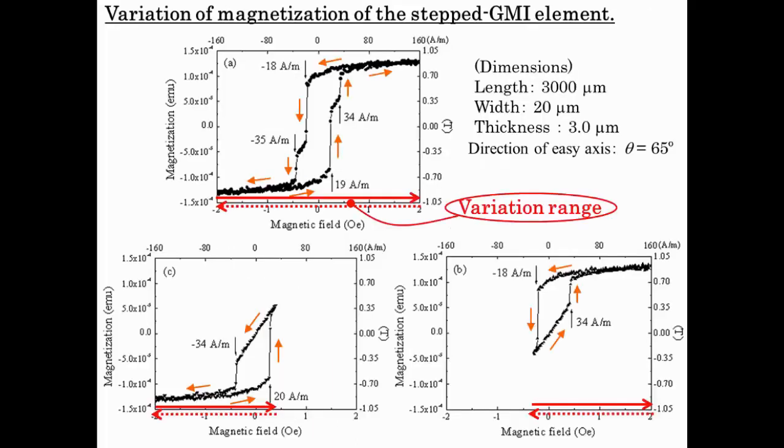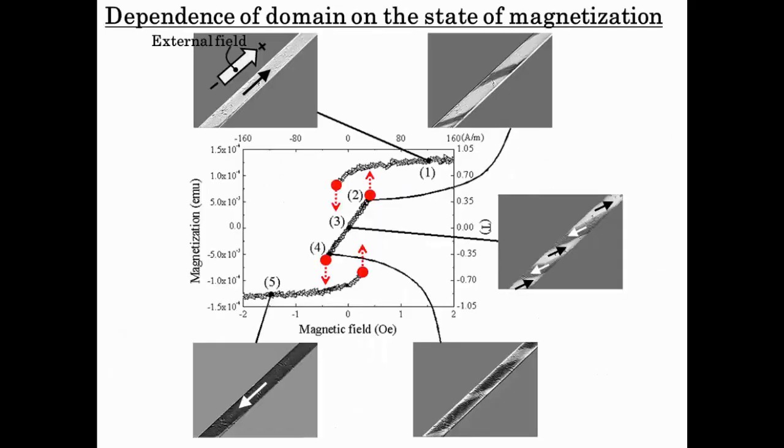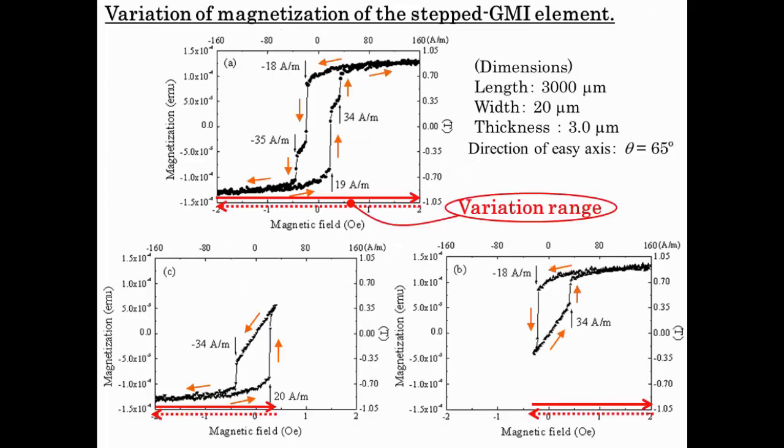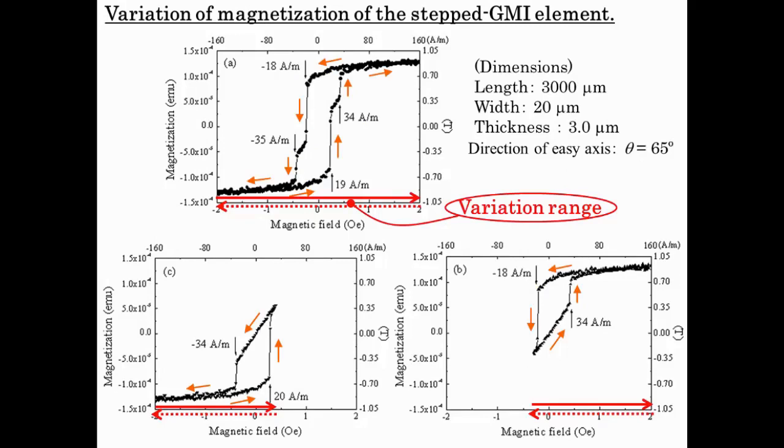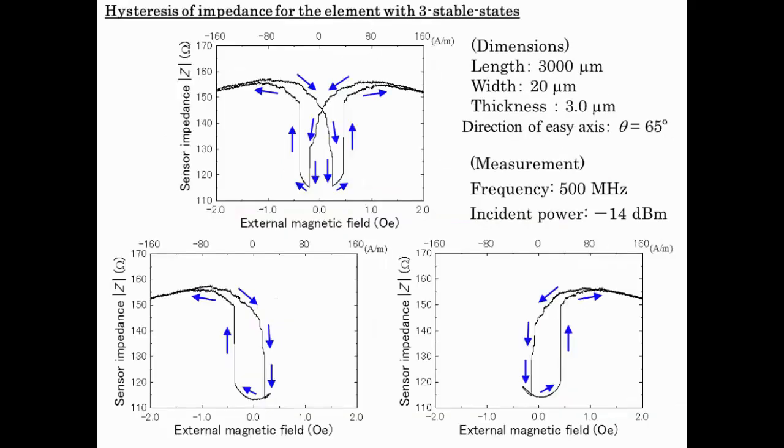This is an example of variation of domain state. These figures show different variation ranges of external field. We can see that when the domain state changes to the multi-domain state, the middle state, it is kept within the range between its endpoints. And this is the impedance variation for the same element. We can see that, compared with the previous state, the multi-domain state has lower impedance.